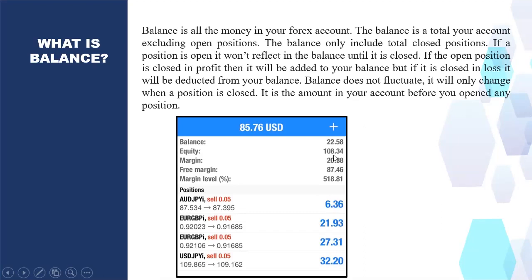If you add this to 22, you will say that it's supposed to be more than that, but the balance is still showing as 22.58.